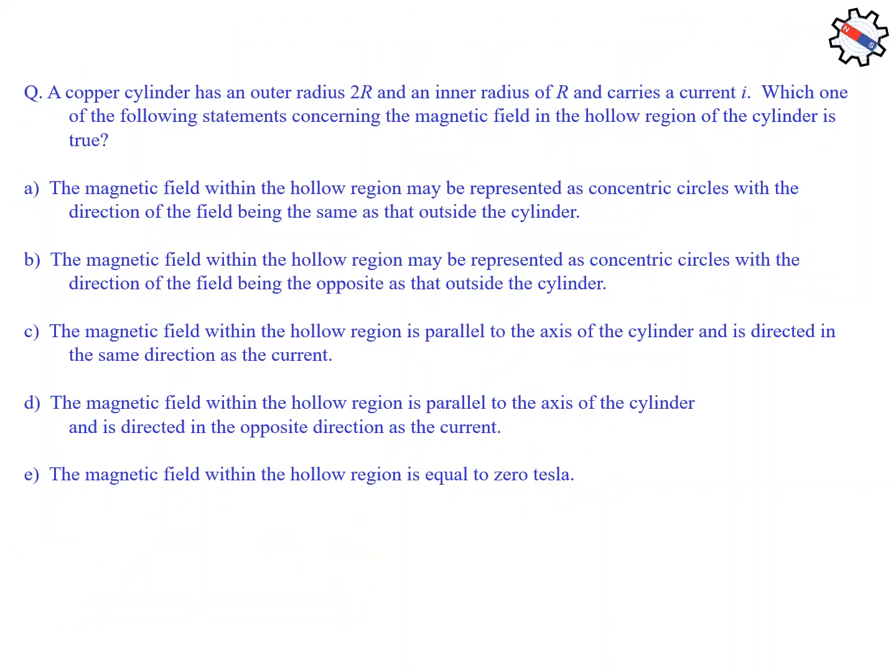A copper cylinder has an outer radius 2R and an inner radius R, and carries a current I. Which one of the following statements concerning the magnetic field in that hollow region is true? Well, answers A to D concern finite magnetic fields, and answer C, the magnetic field within the region is 0. I'm going to focus on answer E.